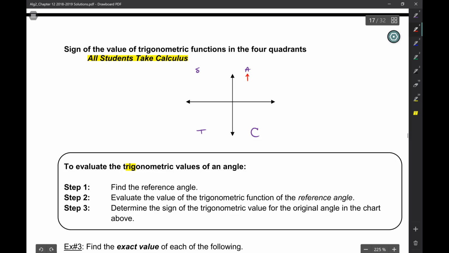This tells you A for all are positive. So sine, cosine, tangent. In that quadrant, everything's positive. Sine is positive. What do you think T stands for? Tangent is positive. And here, cosine is positive.